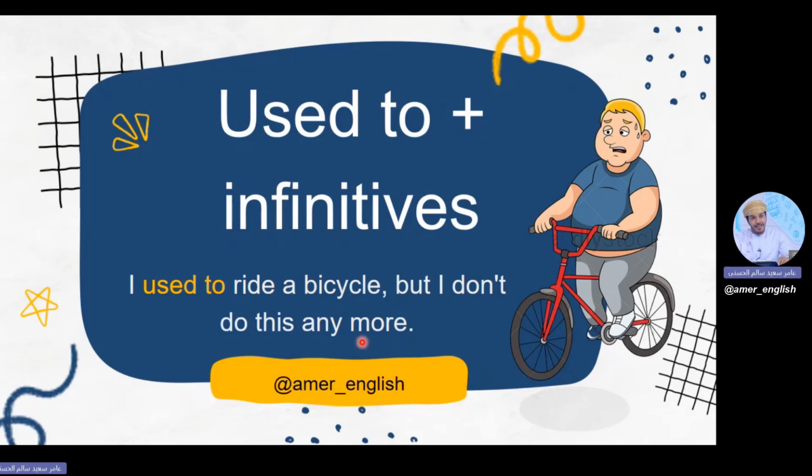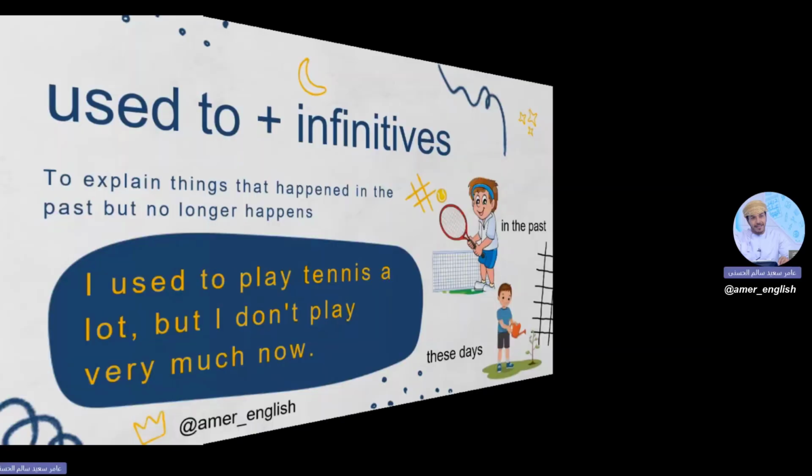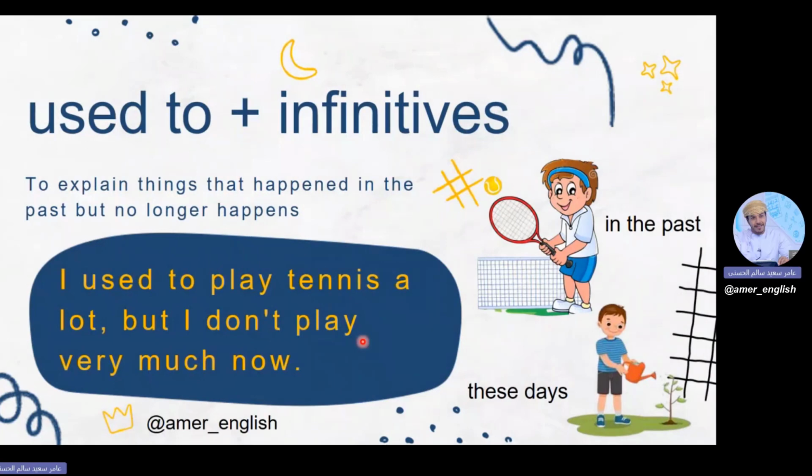What does that mean? Think about it, please. What did you find? You can pause the video to think about it. Excellent, guys. So let's explain it in detail. So used to plus infinitive is used to explain things that happened in the past but no longer happen.